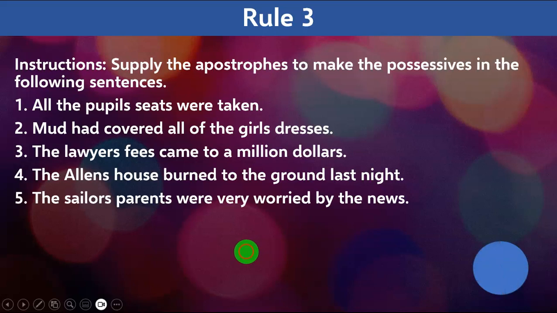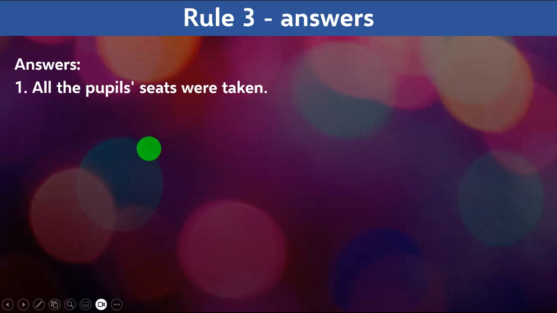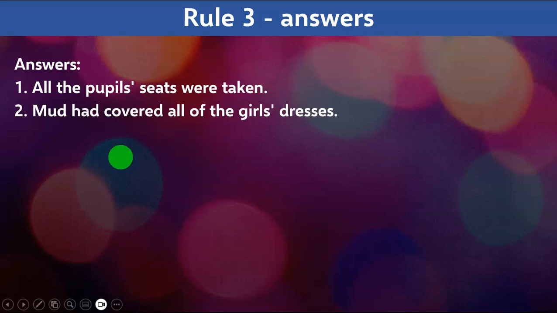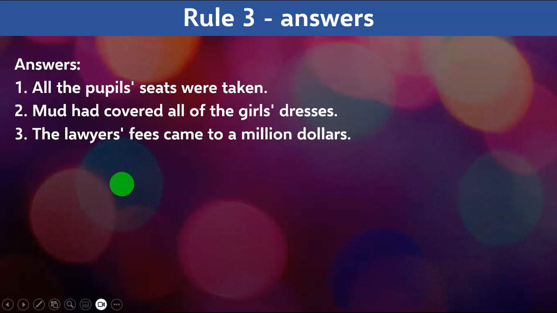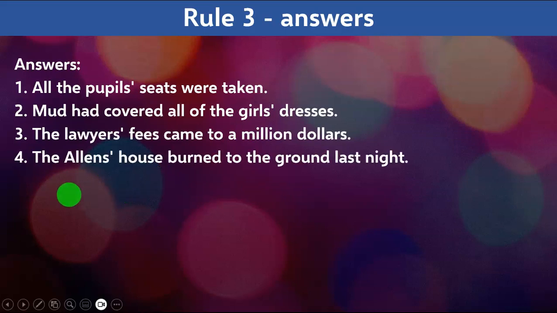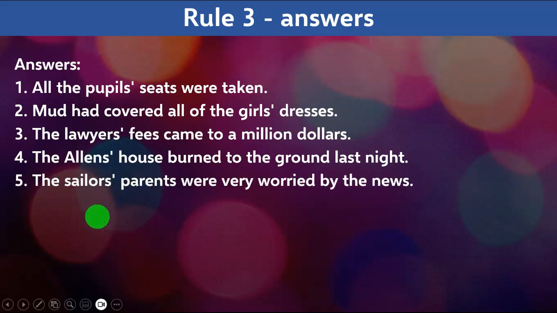All right, let us look at the answers. All the pupils' seats were taken. You just add the apostrophe here. Number 2, mud had covered all of the girls' dresses. 3, the lawyer's fees came to $1 million. Number 4, the alien's house burned to the ground last night. And number 5, the sailor's parents were very worried by the news. So those are the answers for rule number 3.